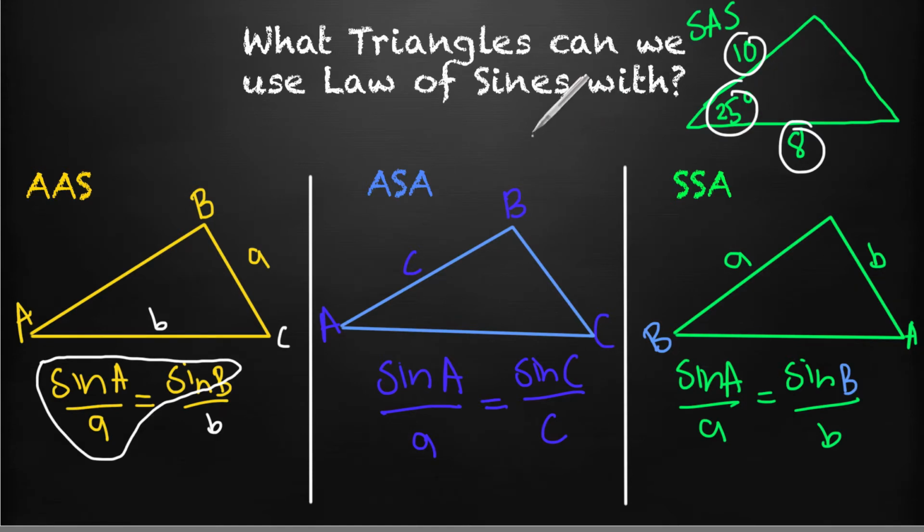Let's just see what we would get. Well, let's say we did sine of 25 over, well, we'll call that side A, we don't know that, is equal to, look, we're in trouble. We don't know angle B, we don't know angle C, so now we have two unknowns and we can't use law of sines. So you use law of sines on angle, angle, side, angle, and side, side, angle.